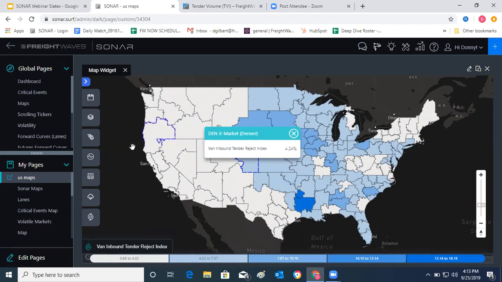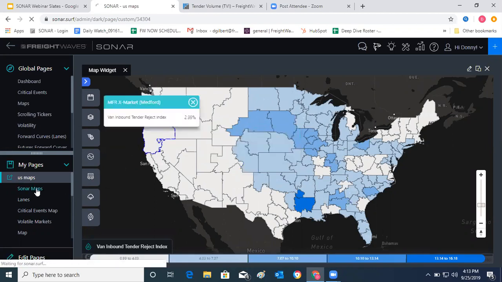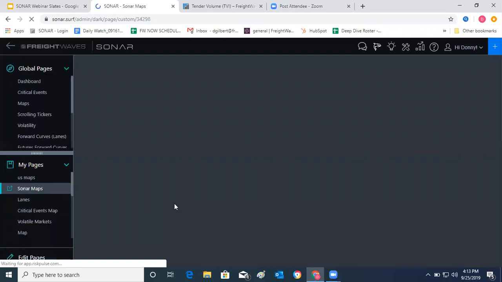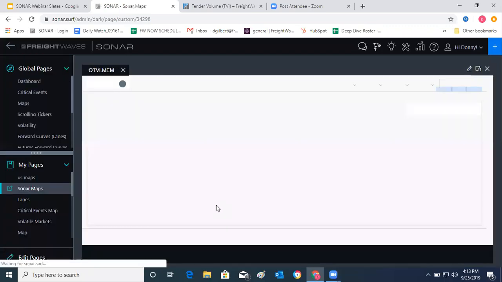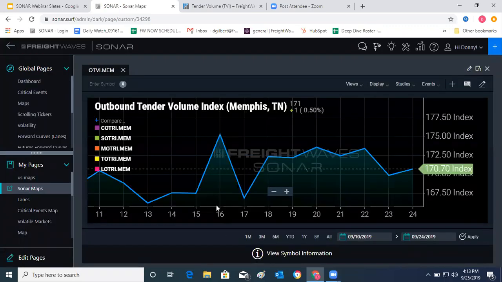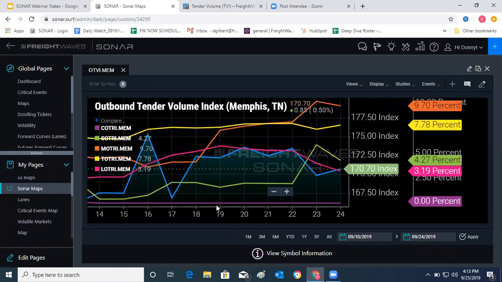Now, another good indice to look at, and I'm going to show you this on just a chart, and these are tender lead times. Tender lead time is the time between when you book a load and when the load actually picks up. So it's 4:15 on Wednesday. If I had a load picking up at 4:15 on Friday, and I just now book it, it will be a 2-day tender lead time.